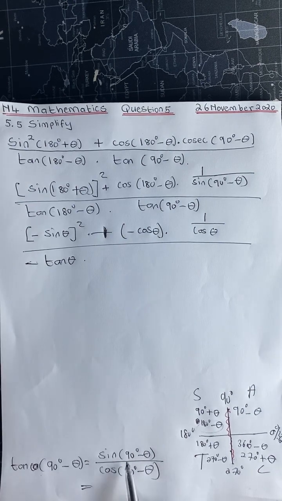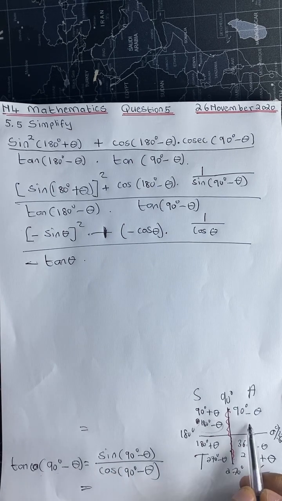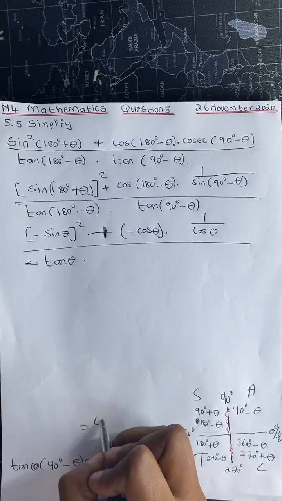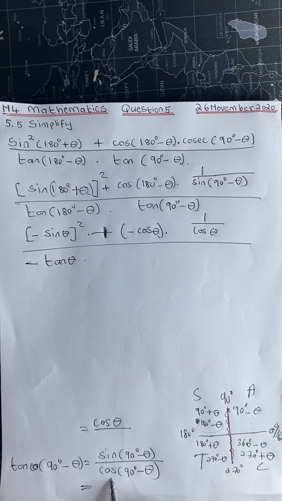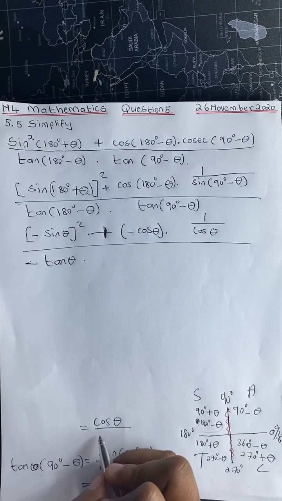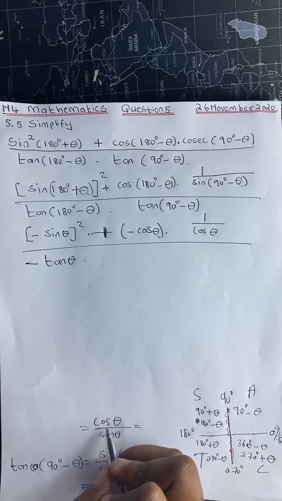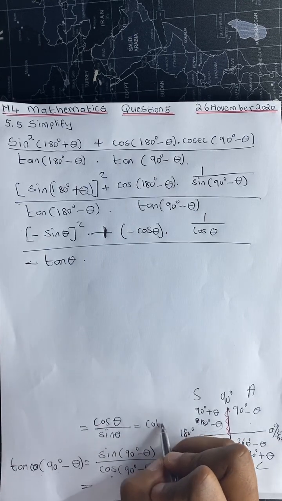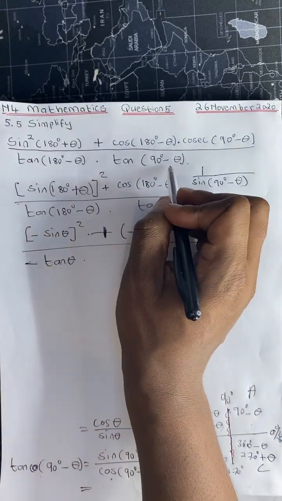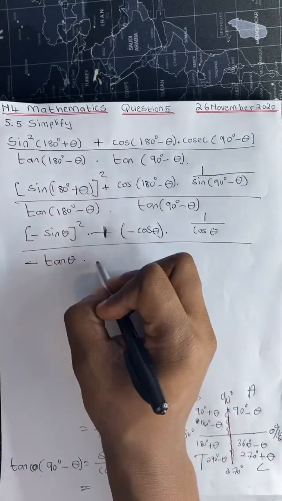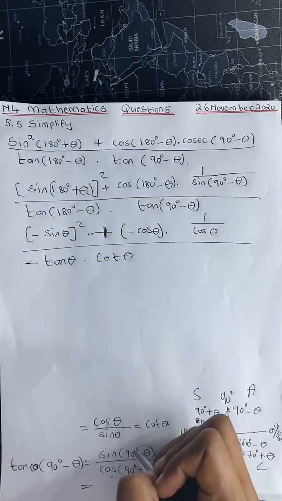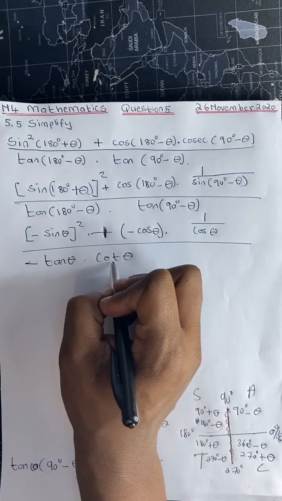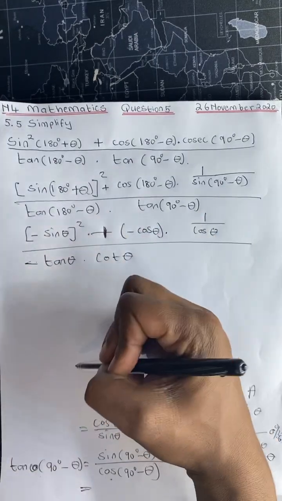So we know that sine of 90 minus theta here will be positive, but it's going to change from sine to cos theta, all divided by, the cos is positive, but it's going to change from cos to sine theta, and this is equal to cos theta over sine theta. So the tan of 90 minus theta will change to cot theta, because the sine and the cos change and they will influence the tan, because the tan is made up of sine theta over cos theta.